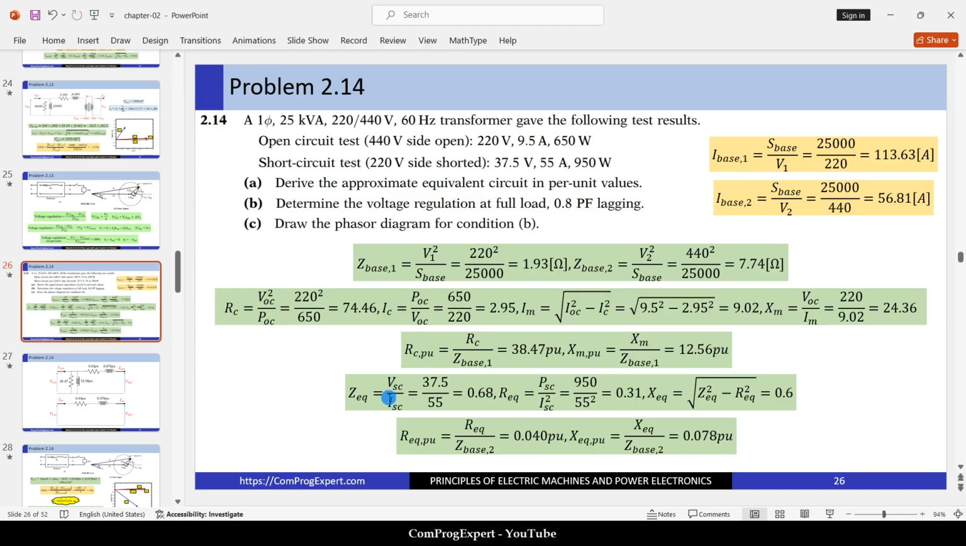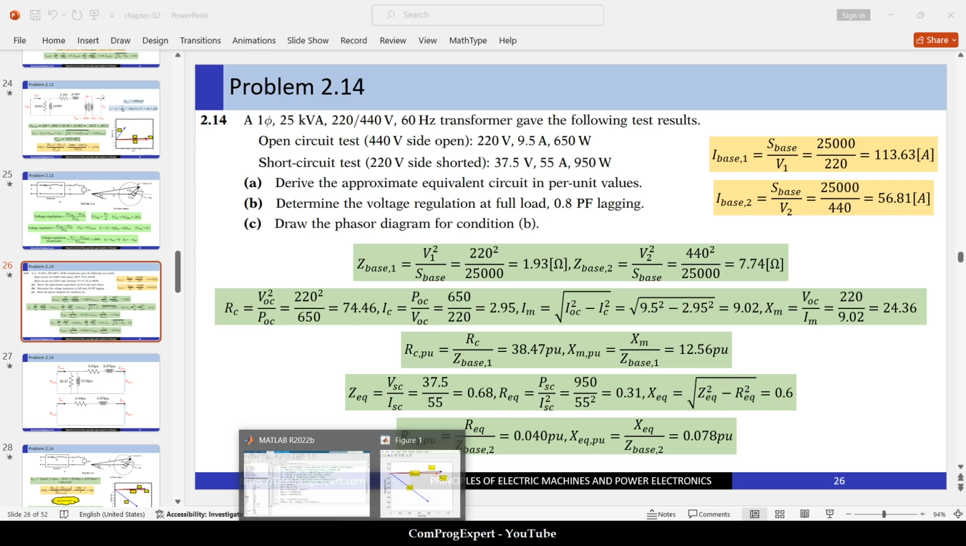So this is the Z equivalent for the short circuit test. V short circuit divided by the I short circuit, that is equal to this one. And what about the R equivalent? It is the short circuit power loss divided by the current of the short circuit to the power 2, that is equal to this one. And finally the X equivalent, we can calculate it using this equation.